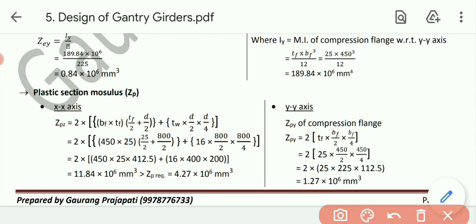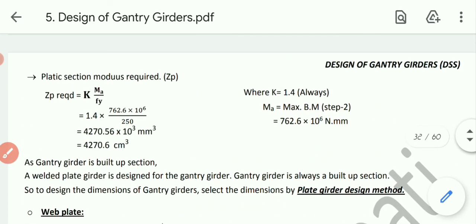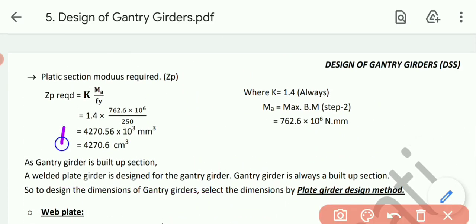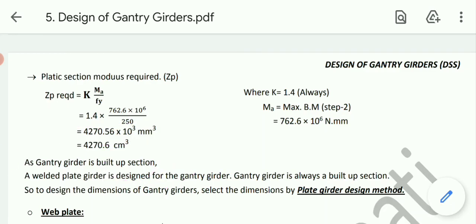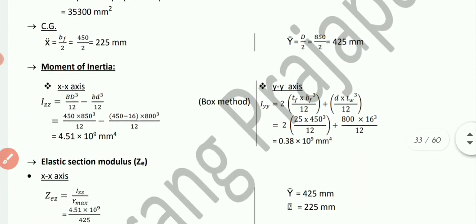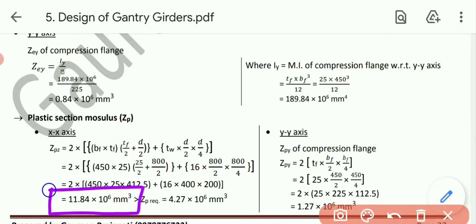Now this Zpz should be greater than our requirement, okay, that we have calculated in step number 3. Just a minute. Over here you can see 4270.56 into 10 raised to 3. If you convert into 10 raised to 6, then it will be 4.27. Okay, like this. So 4.27 into 10 raised to 6, and our answer has come 11.84 into 10 raised to 6 mm cube. So there is no issue with that one.